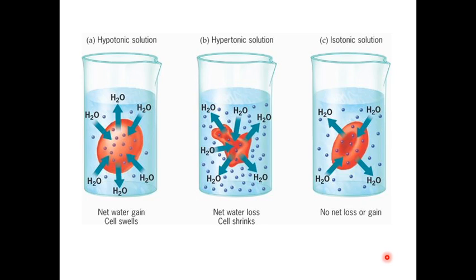Okay, and you can understand this concept with these three figures here. Hypotonic solution, where net water gain happens, water moves inside the cell and the cell swells. And hypertonic, you can remember it with the solute concentration: too high a concentration outside the cell, so water rushes out of the cell, net loss of water takes place, and the cell shrinks. Okay, and there is no net loss or gain in the case of an isotonic solution.